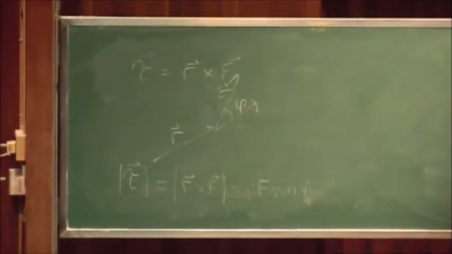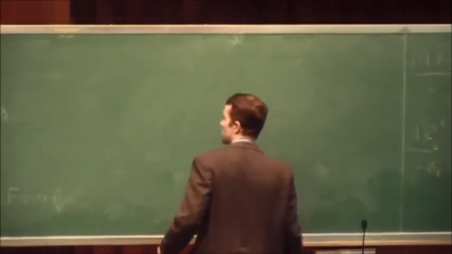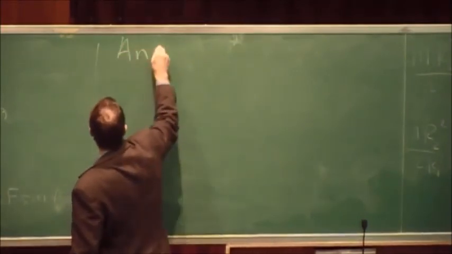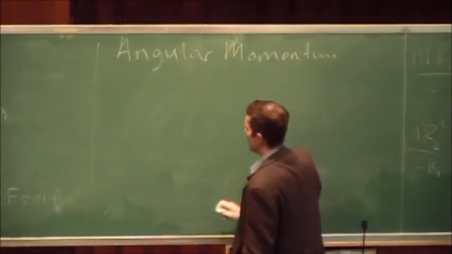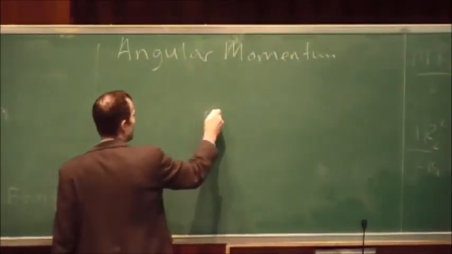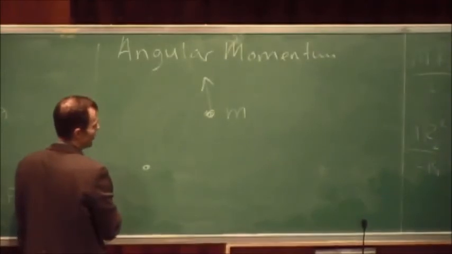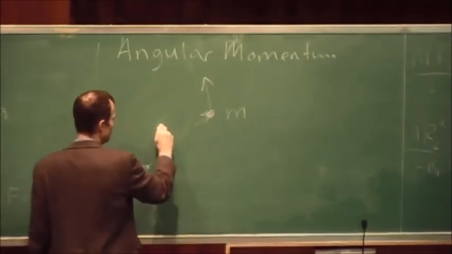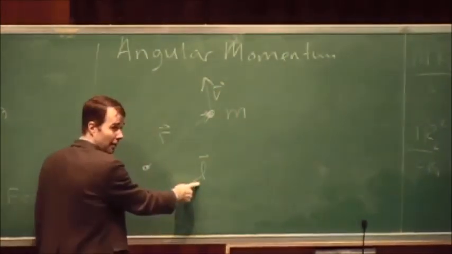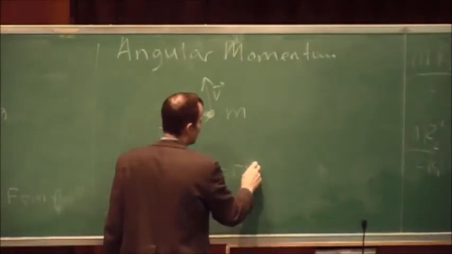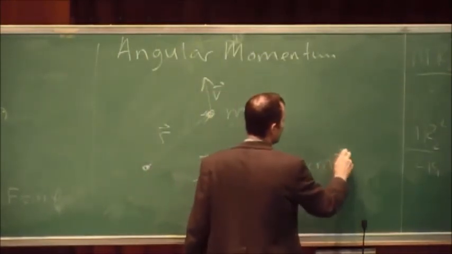Now, angular momentum. Angular momentum is defined as follows: if I have a particle of mass m moving with the velocity v, and I want to find its angular momentum about an origin here, then the angular momentum, which we write as L, is a vector, r crossed with p, which is just equal to r cross mv.